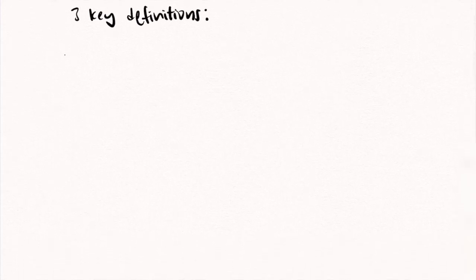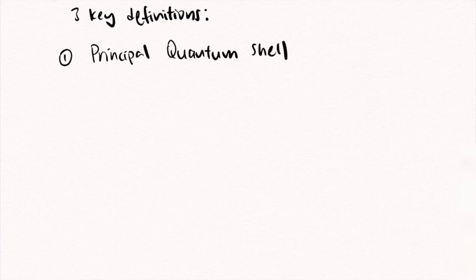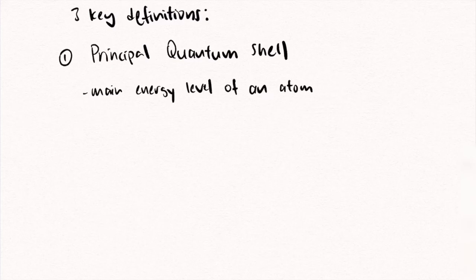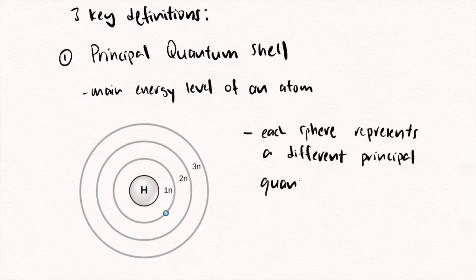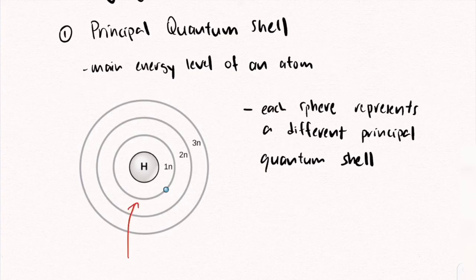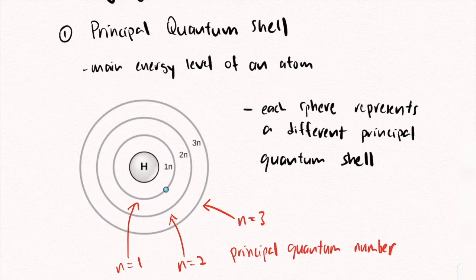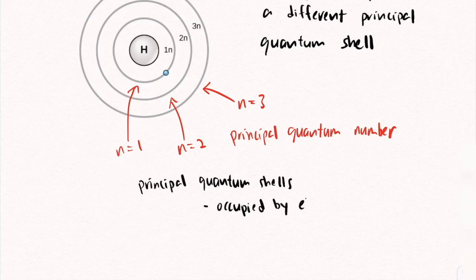The first term will be principal quantum shell. This is the main energy level of an atom. In order to make this clearer, we can look at this diagram. Each sphere represents a different principal quantum shell. We can label them as n equals 1, n equals 2, and n equals 3, where n is known as the principal quantum number. These principal quantum shells will be occupied by electrons.